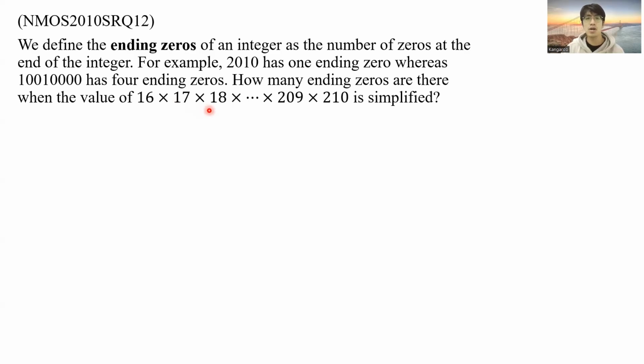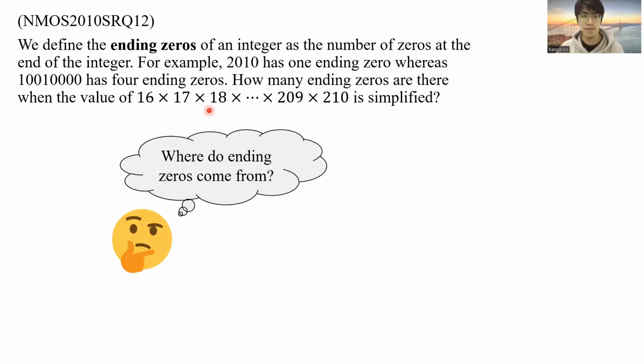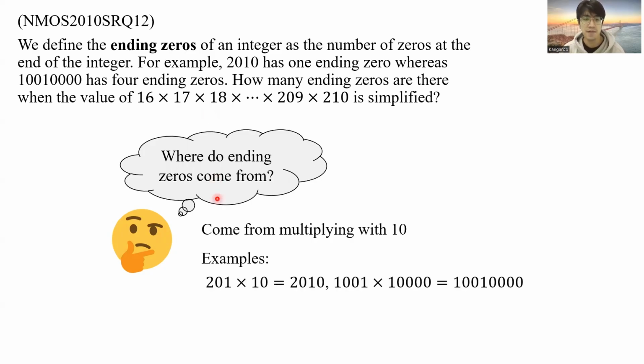Now, before we tackle this problem, let us first think about where ending zeros come from in the first place. Very good. They come from multiplying with 10 or multiples of 10: 10, 100, or 1000. A quick example: if I have the number 201 times 10, then I will get an ending zero. If I have 1001 times 10,000, then I will get four ending zeros.